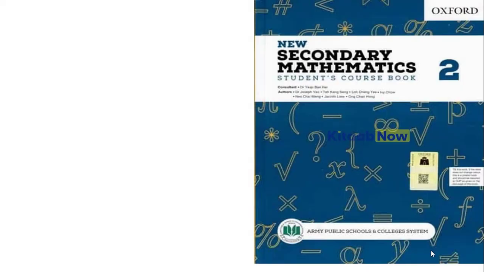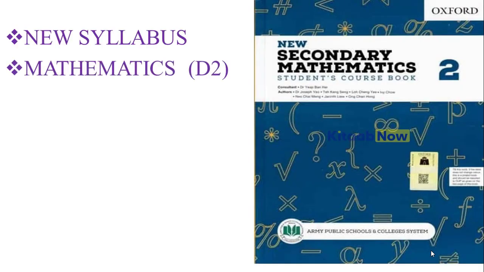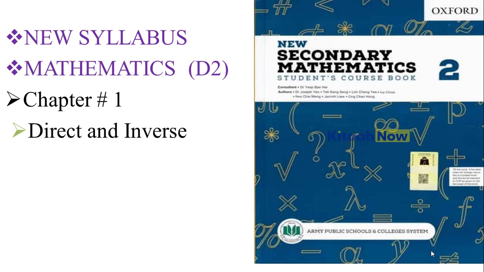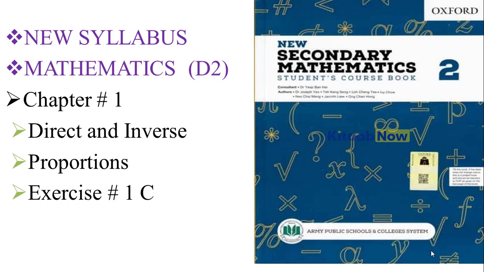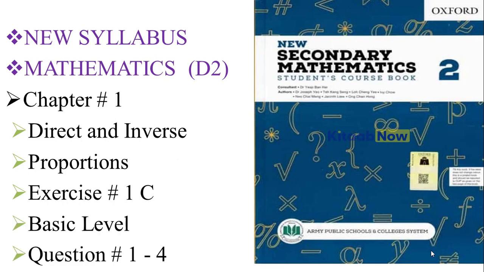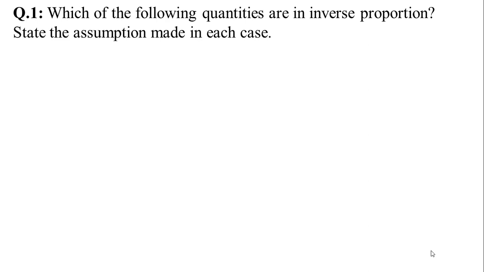Today we will start the new syllabus, Mathematics D2. In chapter number 1, direct and inverse proportions. Exercise 1C, basic level, question number 1 to 4. Now, first of all, we solve question number 1.